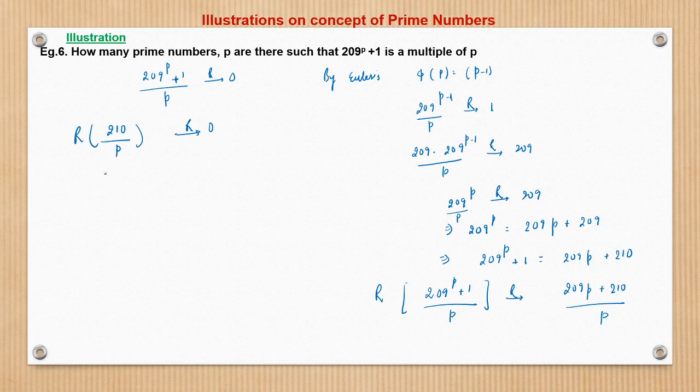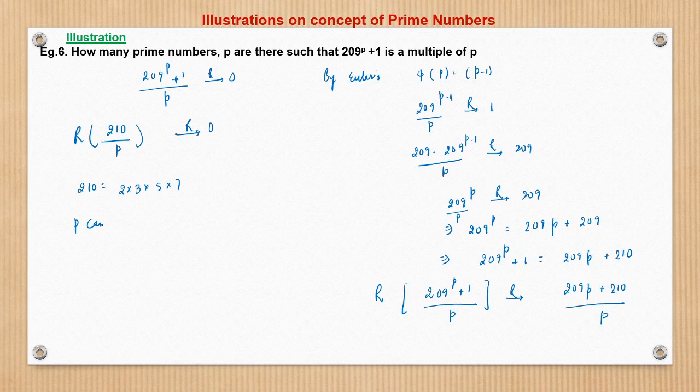So how many values can p take? Let us factorize 210. 210 is nothing but 2 into 3 into 5 into 7, right? And p is a prime number. So what values can p take? p can take any one of the values among four prime numbers.